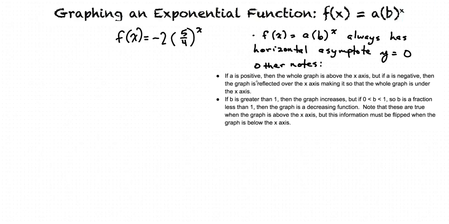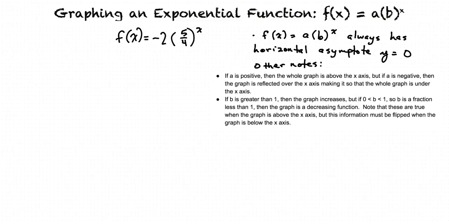If a is positive, then the whole graph is above the x-axis. But if a is negative, then the graph is reflected over the x-axis, making it so that the whole graph is under the x-axis. If b is greater than 1, then the graph increases. But if 0 is less than b, which is less than 1, so b is a fraction less than 1, then the graph is a decreasing function. Note that these are true when the graph is above the x-axis, but this information must be flipped when the graph is below the x-axis.